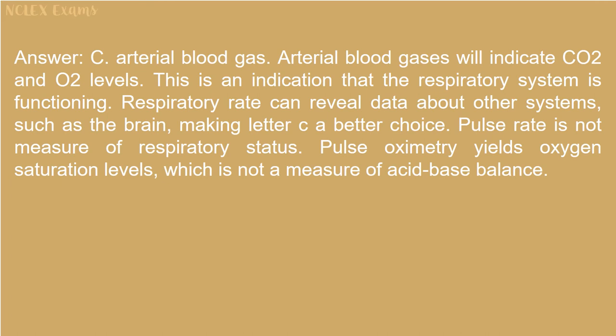Answer C. Arterial blood gas. Arterial blood gases will indicate CO2 and O2 levels. This is an indication that the respiratory system is functioning. Respiratory rate can reveal data about other systems, such as the brain, making letter C a better choice. Pulse rate is not a measure of respiratory status. Pulse oximetry yields oxygen saturation levels, which is not a measure of acid-base balance.